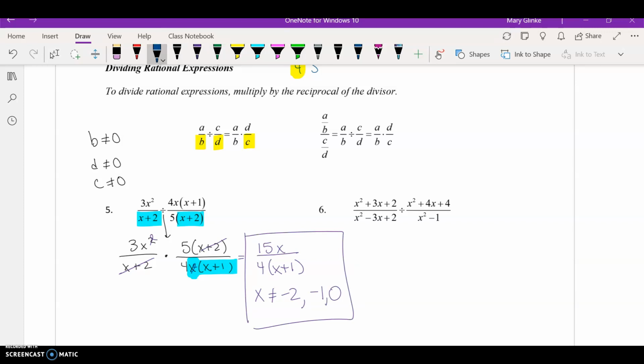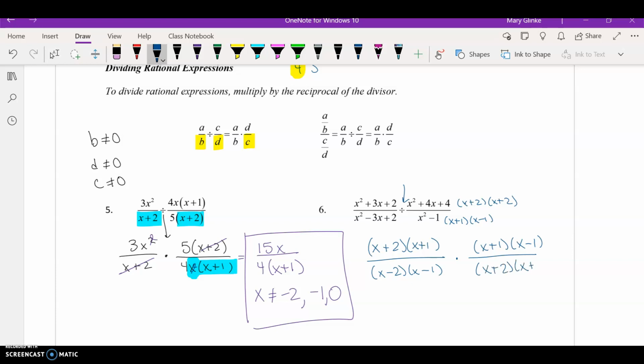So let's go ahead and try this next one. It's not factored for us, so we're going to go ahead and factor. Our numerator becomes x plus 2 and x plus 1. Our denominator is x minus 2 and x minus 1. And then you can go ahead and factor both your numerator and denominator, but because it's division, when we write it as multiplication, we're going to flip our numerator and denominator because we're taking a reciprocal. Once we do that, we can go ahead and reduce out the common factors.